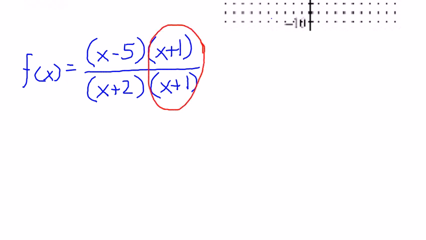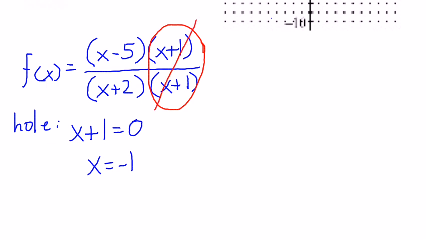That means we have a hole. So to find the hole, you set the common factor equal to 0. So we know that our hole, our x value, is negative 1. Now we need to find the y value.